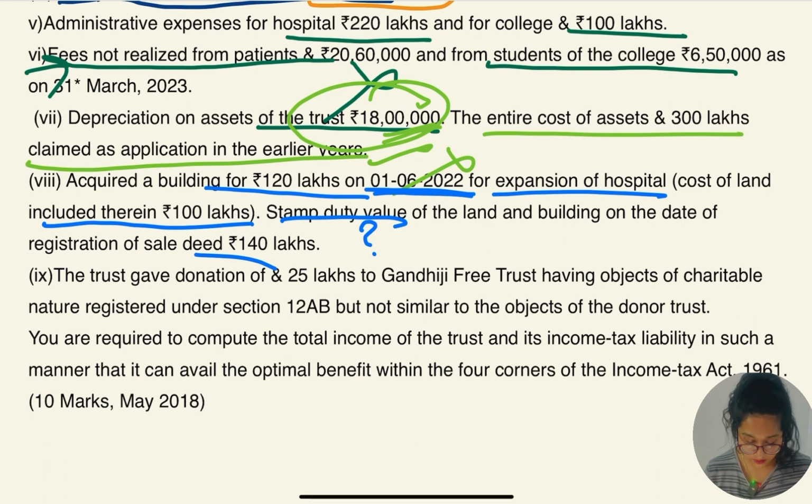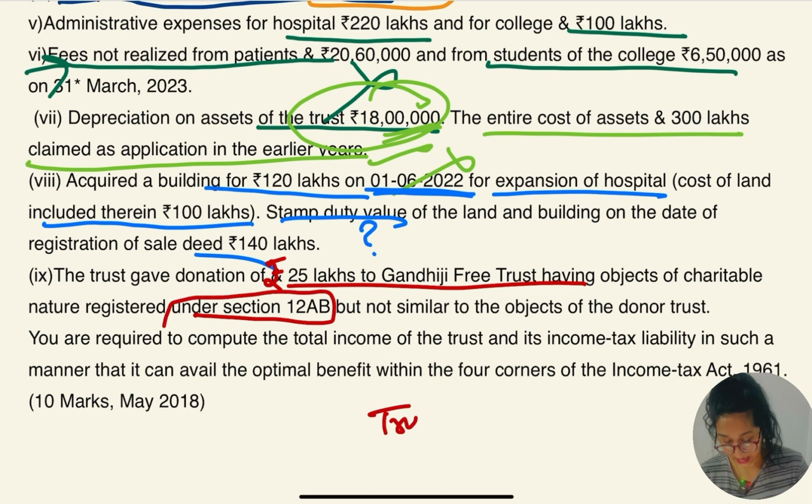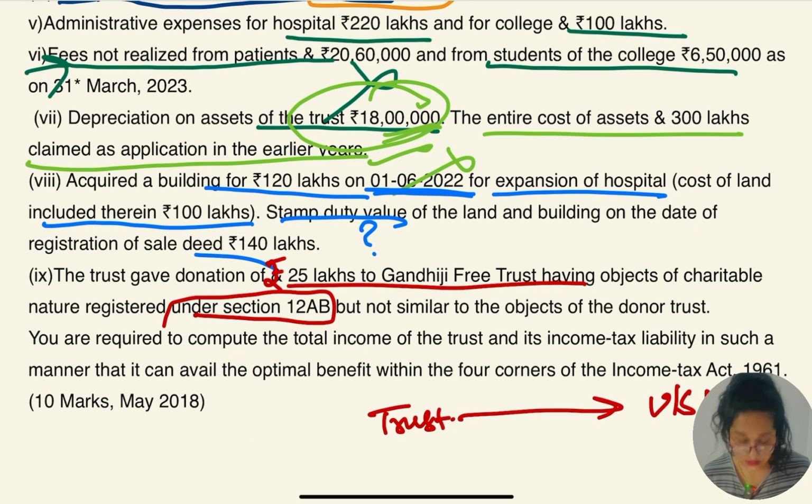Now the last point of this section says the trust gave a donation of 25 lakh. Let me take another color, which is red. So the trust gave a donation of 25 lakh to the Gandhiji Free Trust, having an object of charitable nature, registered under 12AB. So the trust has given the donation to another trust which is registered under 12AB. This is another point. So we have to find out whether we are going to take it in applied income, applied amount, or not.